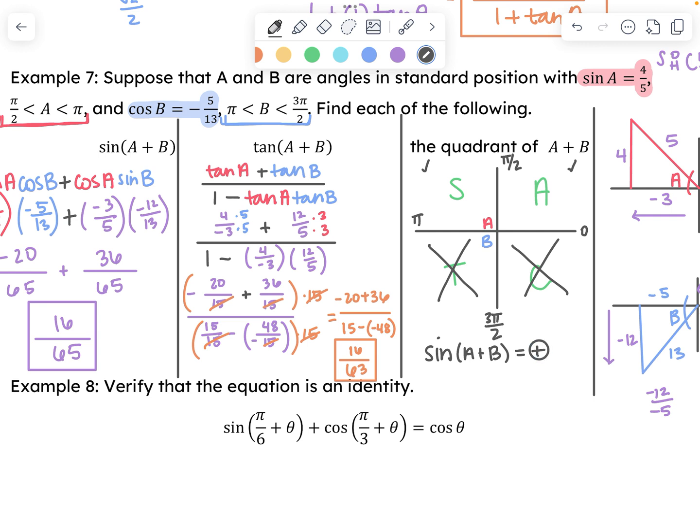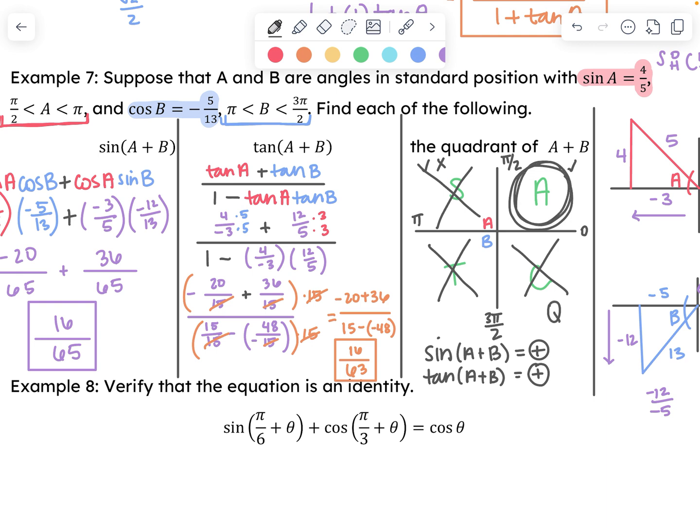Then also the second part, I figured out that my tangent was a positive value. So if I know that tangent of A plus B is also a positive value, well, I can't be over here because tangent's not positive there. So that pretty much limits me to quadrant 1. So that's where my angle would be. Whatever A plus B is, it's going to be in quadrant 1.